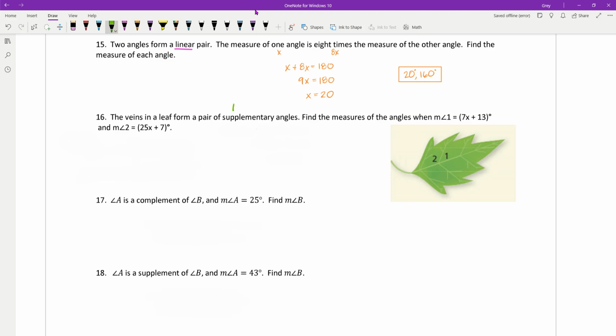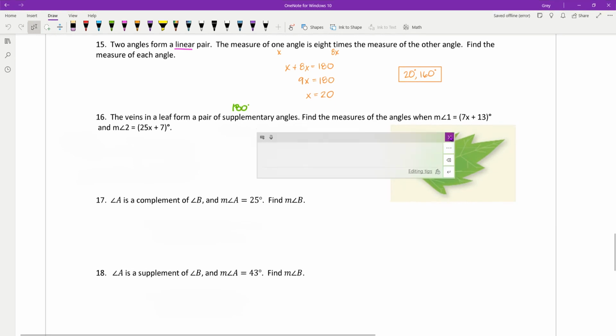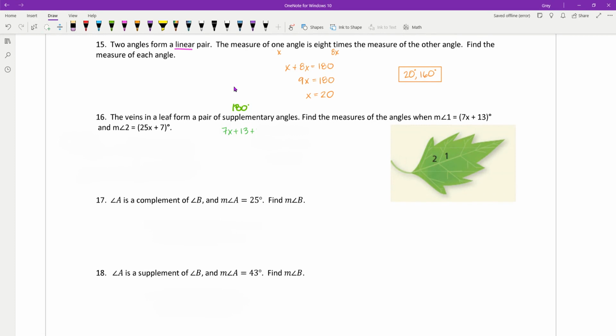Okay, you need to think to yourself, that's the one that starts after, so they add up to 180 degrees. Find the measure of the angles when angle 1 is 7x plus 13. In our picture, angle 1 is 7x plus 13, and angle 2 is 25x plus 7. So that means that 7x plus 13 plus 25x plus 7 has to equal 180.